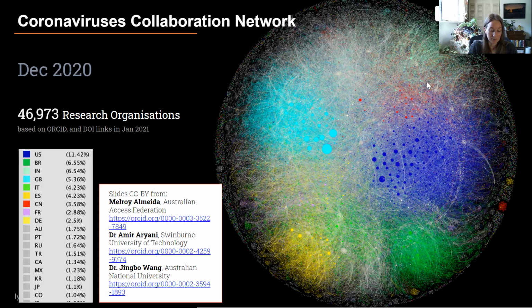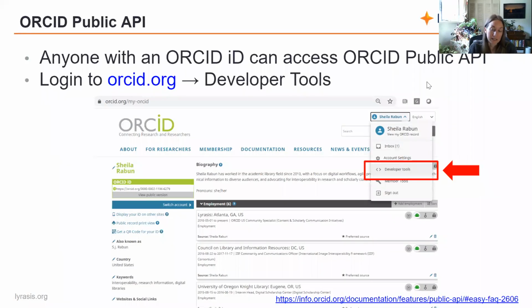So backing up now to the ORCID and DataCite APIs and how we can work with them. So for ORCID, anyone can access the ORCID public API. You just have to have your own ORCID ID and be logged into your ORCID record and go to the Developer Tools tab. And the ORCID public API allows us to do 4 things.